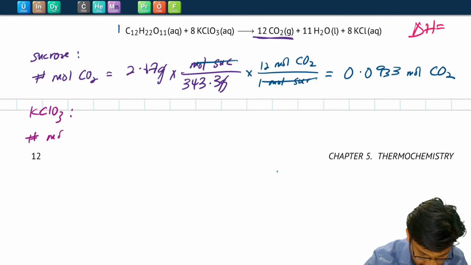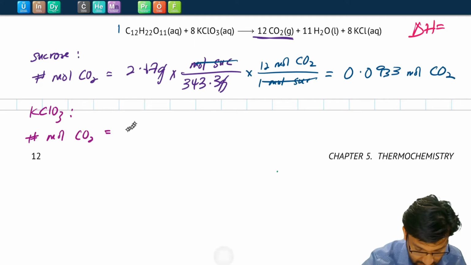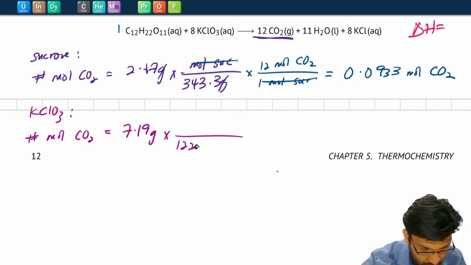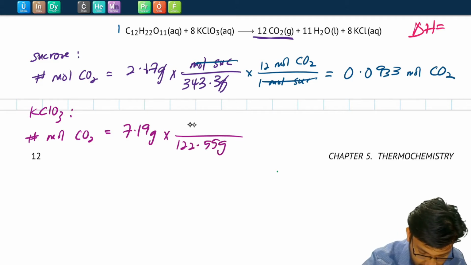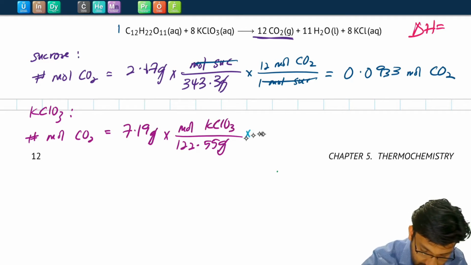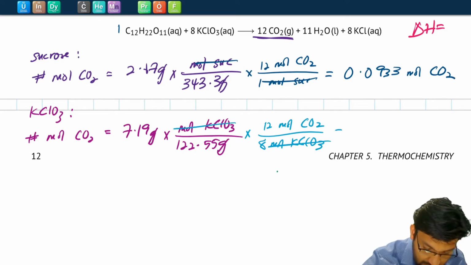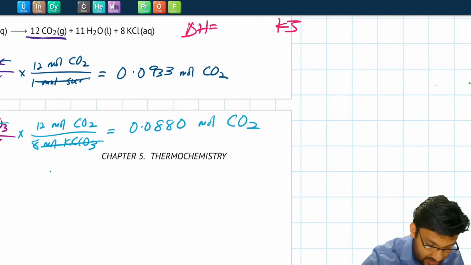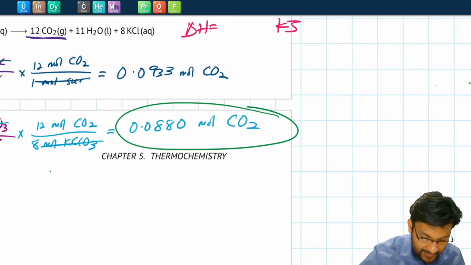All right, what happens if we start with potassium chlorate? Our number of moles of product that we end up with is going to be, we start with 7.19 grams of potassium chlorate. The molar mass is 122.55 grams of potassium chlorate per mole of potassium chlorate. And then we convert moles of potassium chlorate to moles of carbon dioxide. So for every 8 moles of potassium chlorate, we get 12 moles of CO2, which means that the number of moles of product that we form is 0.0880 moles of CO2.